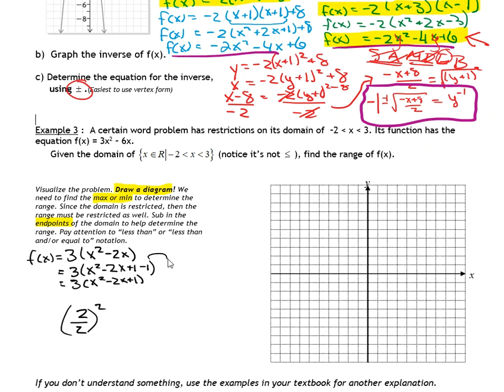I take this minus 1 out. I have to multiply it by the a value. Multiply it by 3, minus 3. And I get minus 3. Let me erase this stuff here if I can. And then my trinomial, I've created a perfect square. I've completed the square. It's going to be 3 times x minus 1 squared minus 3. So now I know my vertex is going to be at 1, negative 3.